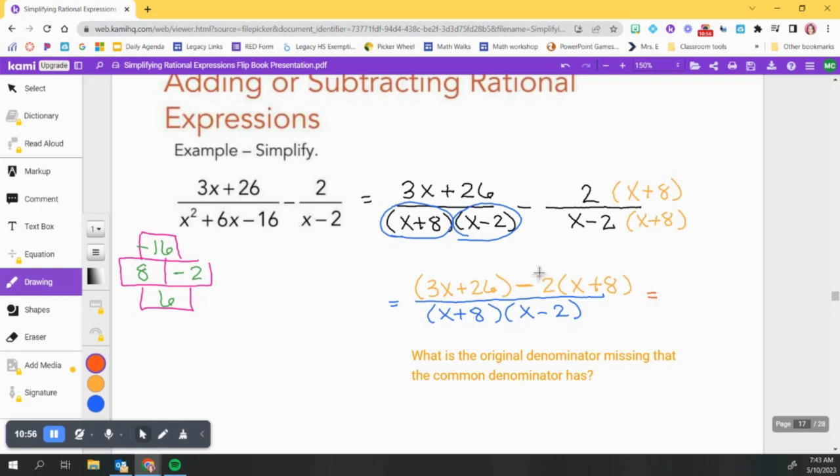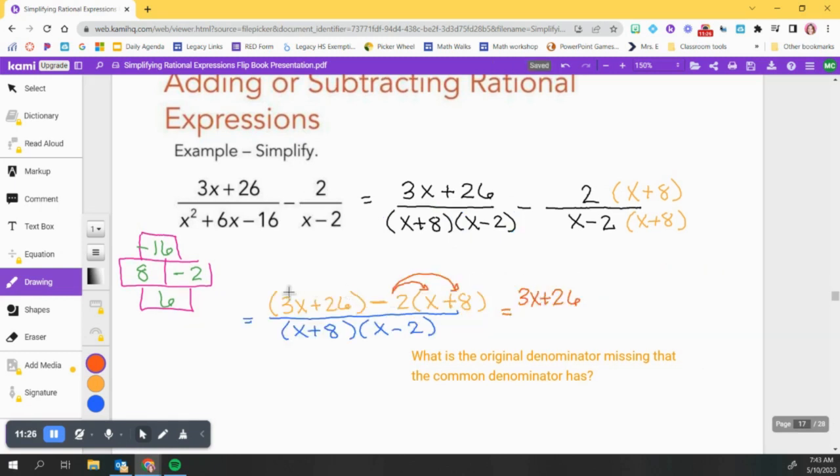So I'm going to take that -2 and I'm going to distribute it. And I'm going to rewrite the 3x plus 26. So 3x plus 26. Okay, so the 3x plus 26 was the original first numerator. And then -2 times x is -2x. -2 times 8 is -16. On the bottom, we still have x plus 8 and x minus 2.